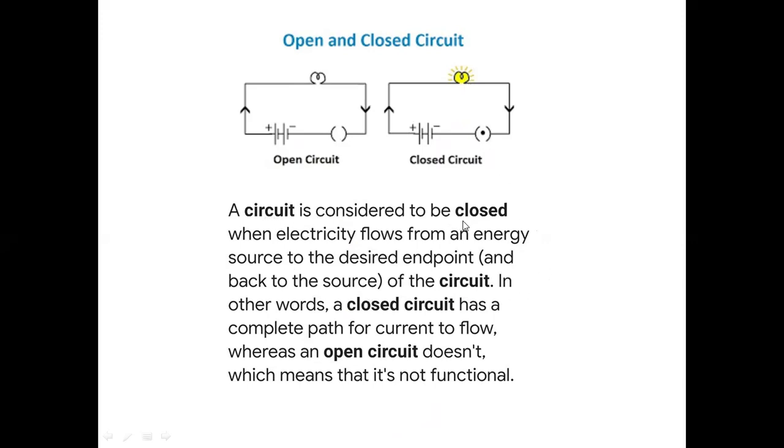A circuit is considered to be a closed circuit when electricity flows from an energy source to the desired point and back to the source. In other words, a closed circuit has a complete path for the current to flow, whereas an open circuit does not, which means that the circuit is not functional. Bulb is not lighting up. If any other appliance is connected in place of the bulb, that will also not work, like a loudspeaker, etc.